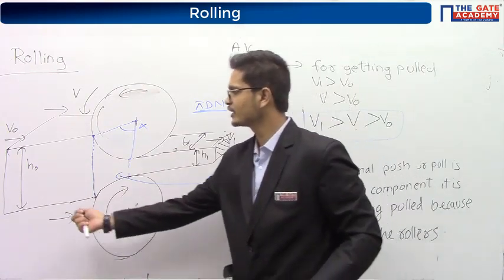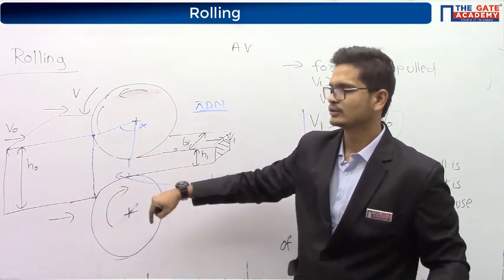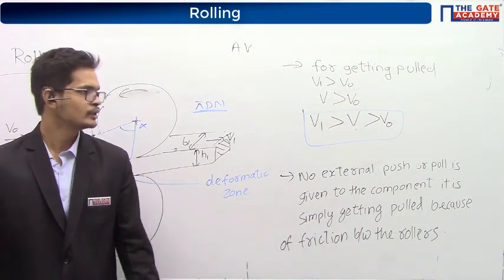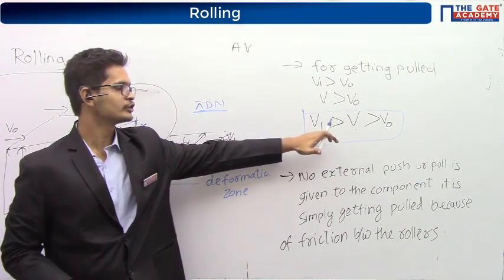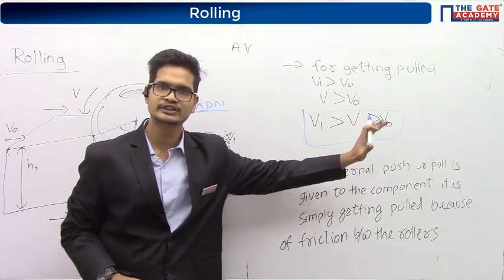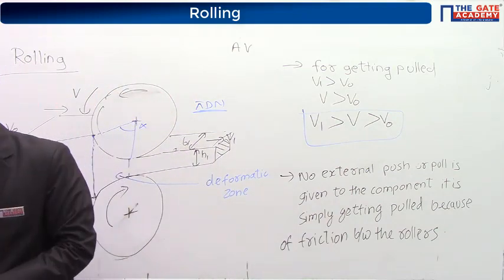The component is entering with the velocity v naught. Then the rollers are giving it a push with the velocity v. So overall the final velocity will be higher than v and v naught. So v1 is greater than v, which is greater than v naught. This is the relation between the velocities.